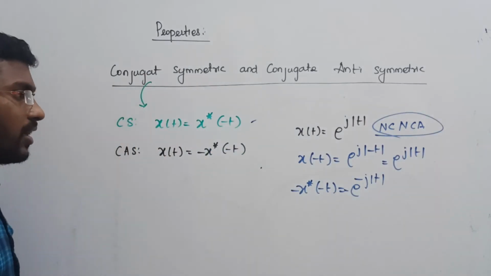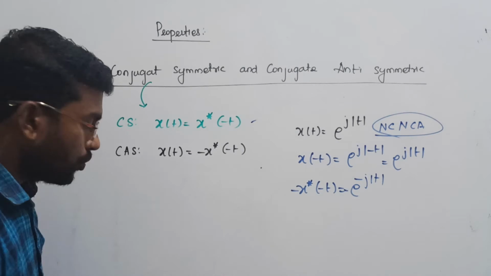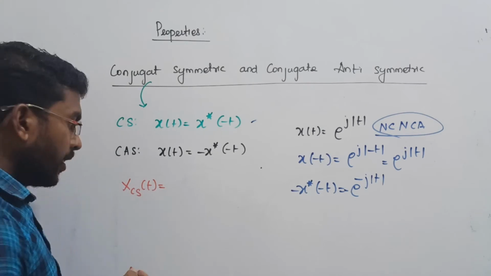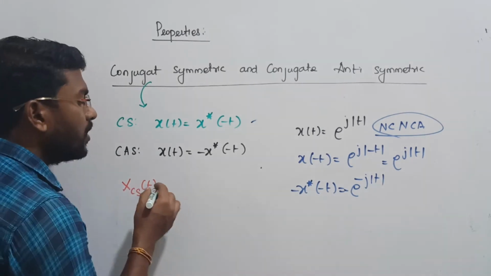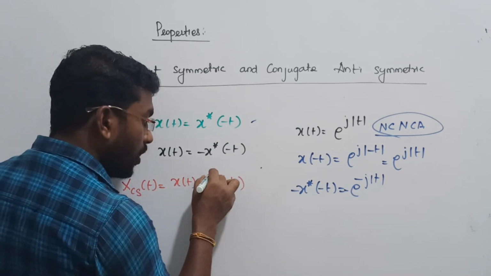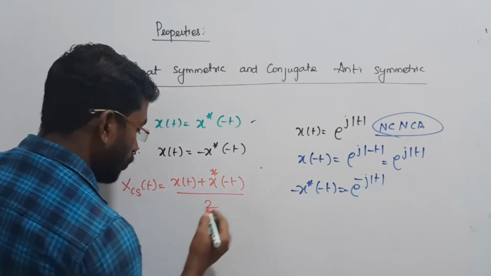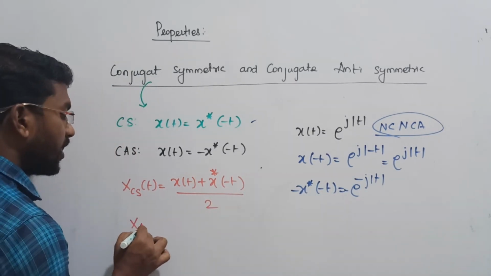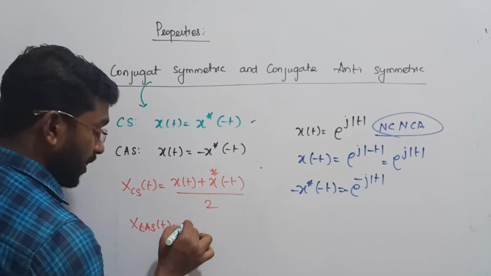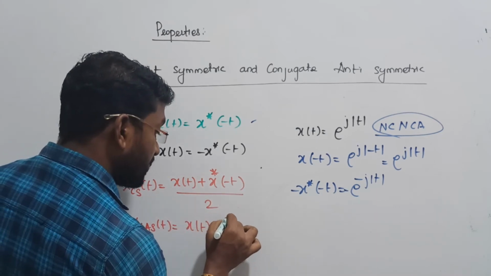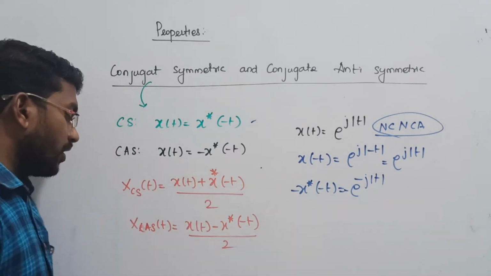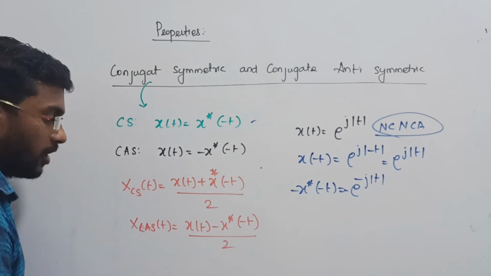For that we use the standard formula. To find the conjugate symmetric part of the signal, the formula is the same as before: x of t plus x of minus t, but we have to take the conjugate, which is the only difference, and divide it by 2. Similarly, the conjugate anti-symmetric part of the signal can be written as x of t minus x conjugate of minus t, whole divided by 2. That is the formula we use to find the conjugate anti-symmetric part of the signal. Shall we proceed?